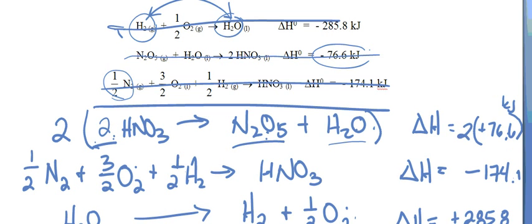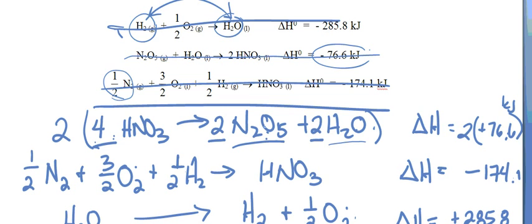So I'm going to use my eraser here. I'm going to erase that 2, and I don't have any other values to erase. And I'm going to multiply. I had a 2 there, so now that means I have 4. I now have 2 N2O5s and 2 waters. All right, so that reaction looks okay for the moment.